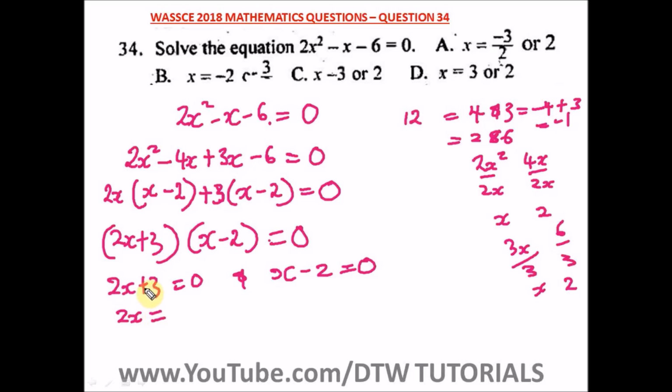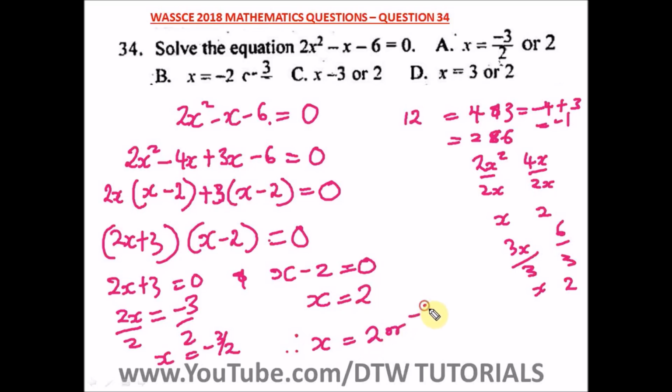So from here, let's solve for x. 2x will be equal to, taking my plus 3 to this other side, a negative 3. Divide both sides by 2, and we have x is equal to minus 3 over 2. Here we just have x, taking minus 2 to this side, we have a positive 2. So our answer is x is either 2 or minus 3 over 2. And our right option here is option A.